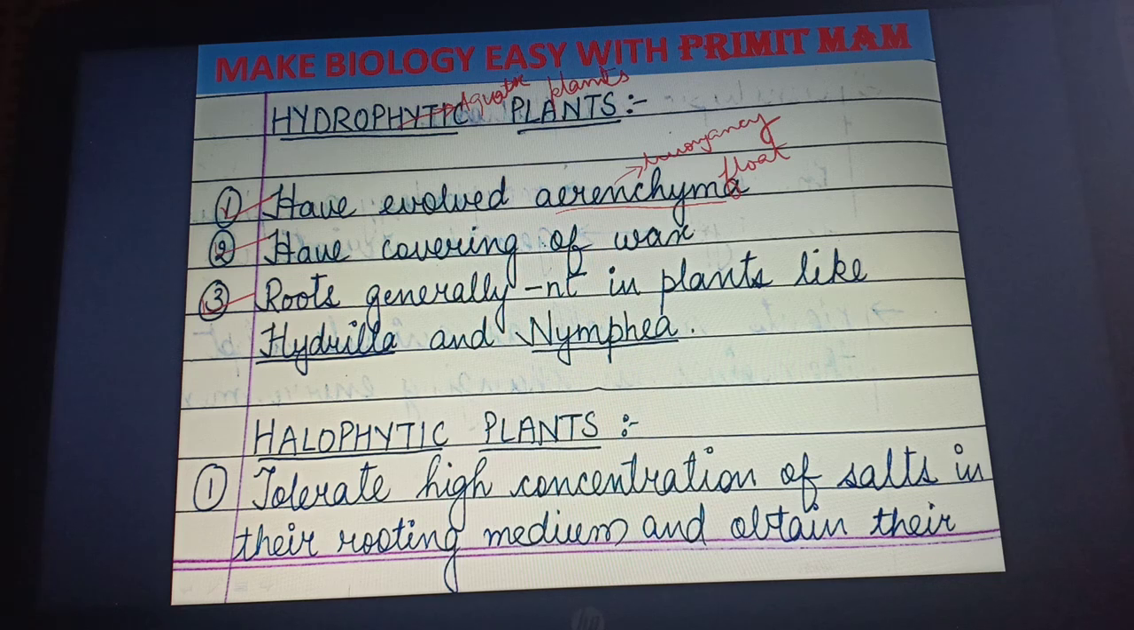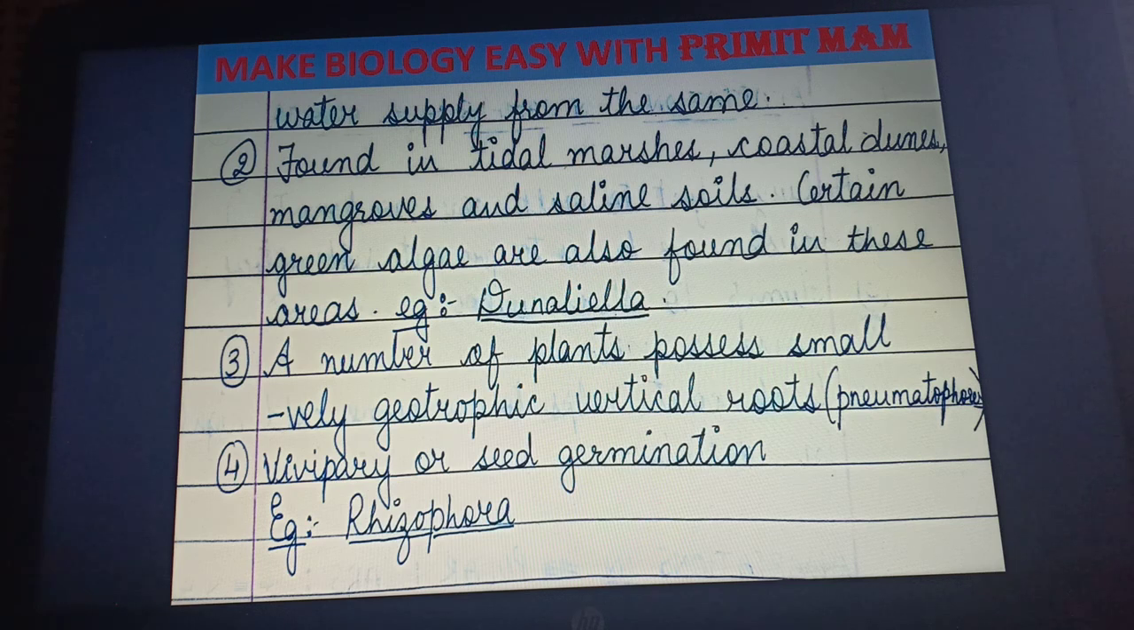Now let us see the adaptations in halophytic plants. Halophytic plants are plants which grow in saline areas. Saline areas means where the salt concentration is high. In those areas halophytic plants can tolerate the high concentration of salts in their rooting medium, and they obtain water supply from the same. Even though the areas are saline and water logging takes place, they manage to get water from such areas, and they are found in the tidal marshes.